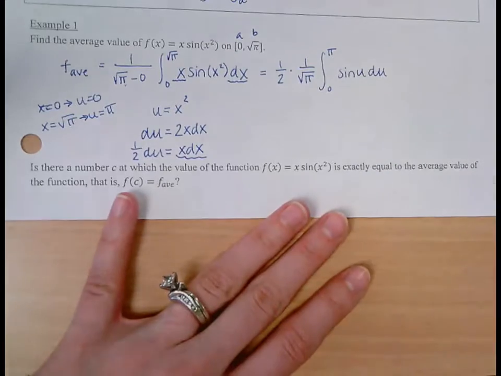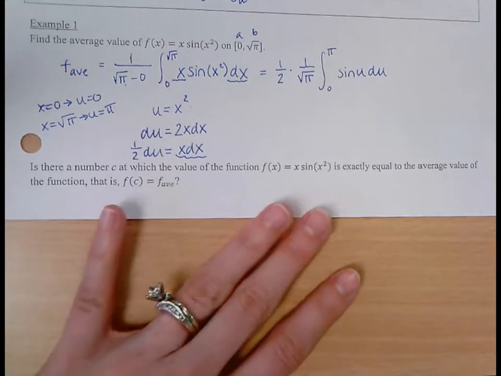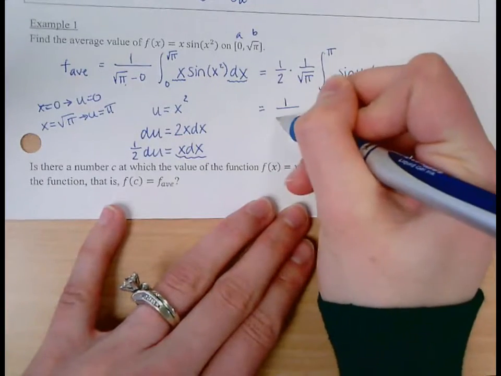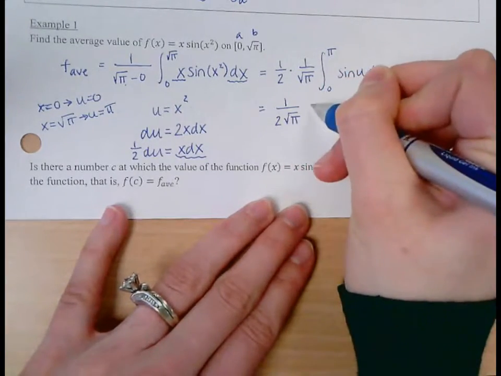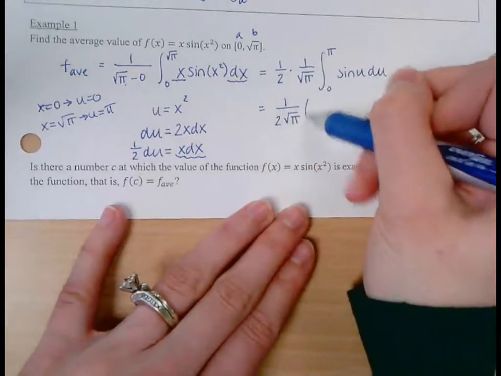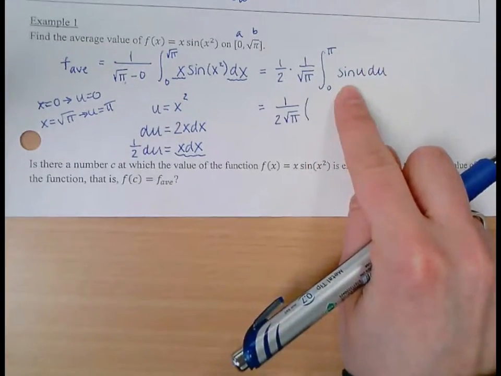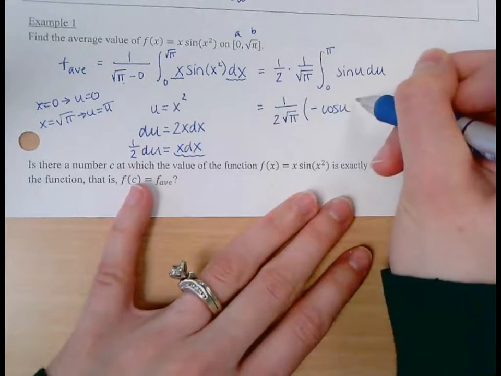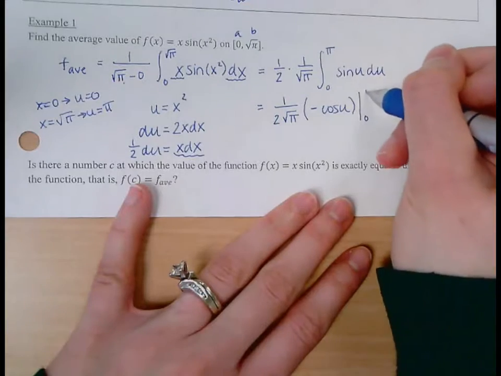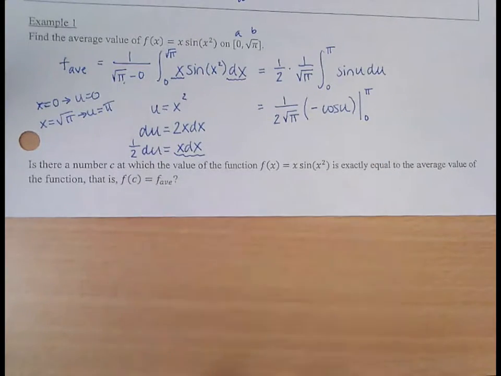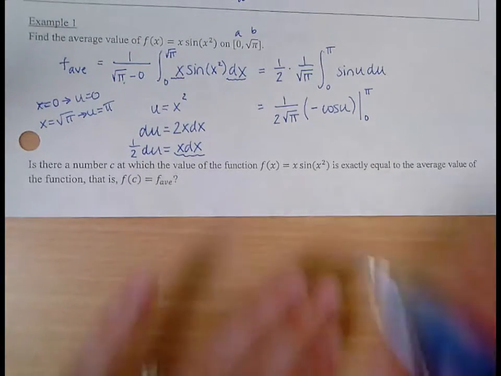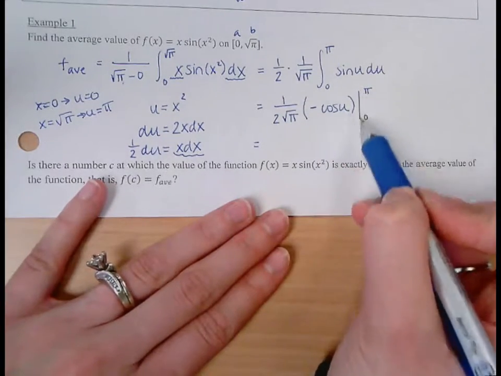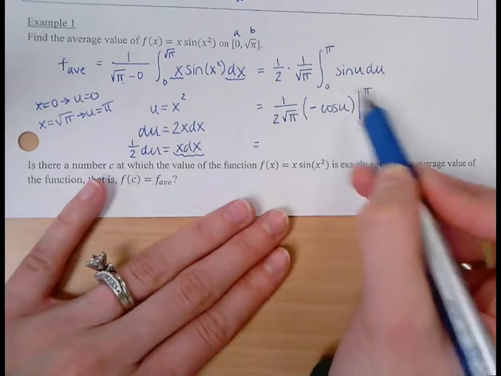But I do have an antiderivative for sine of u, so now I am able to take the integral. I'm going to write this in front as just 1 over 2 square root pi times, what is the antiderivative of sine of u? Negative cosine of u, and that's evaluated from 0 to pi. So notice I don't have to change back to x. I'm not putting x squared back in. I'm not changing these values. Everything is u right now.